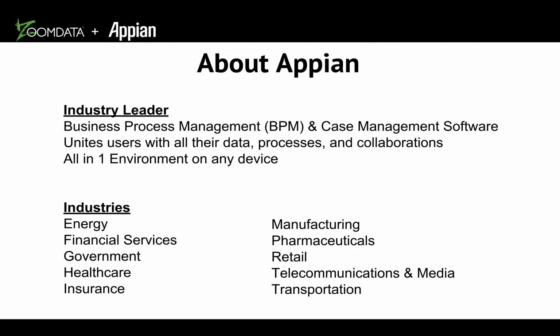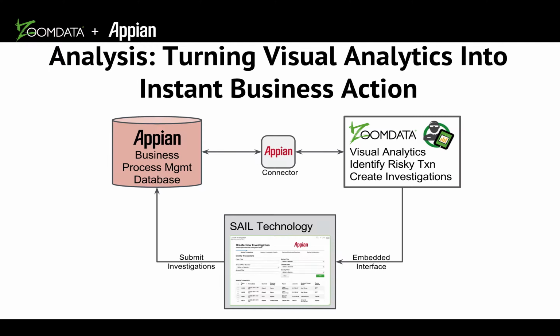First, a little bit about Appian, which is a market leader in modern business process management and case management software. Appian delivers an enterprise application platform that unites users with all of their data, processes, and collaborations in one environment. Through the partnership with Appian, Zoomdata has created a connector that allows users to access the business process management database. As they access this database, they can create dashboards and conduct visual analytics.